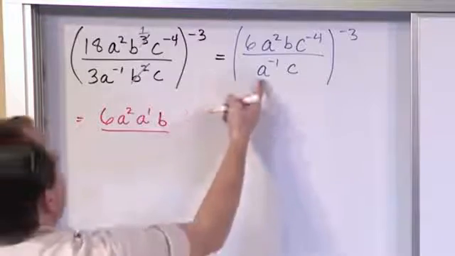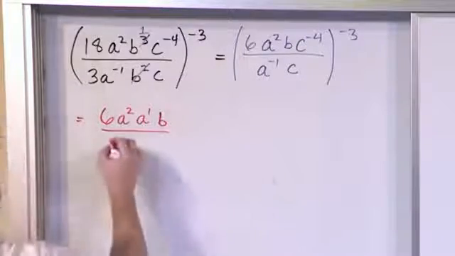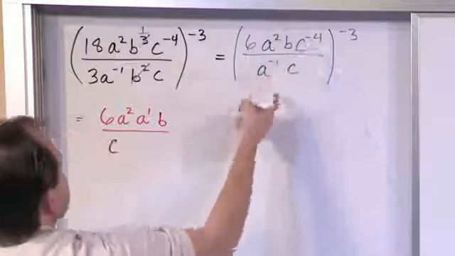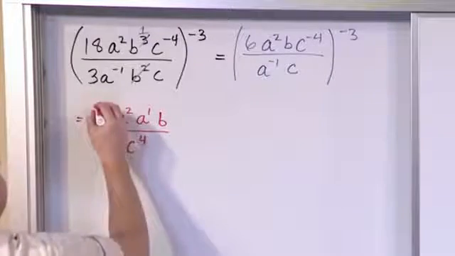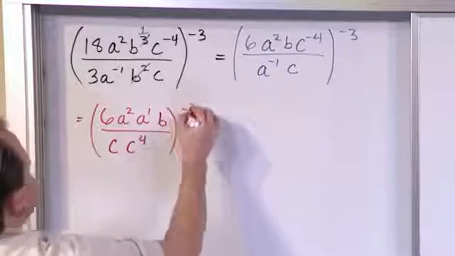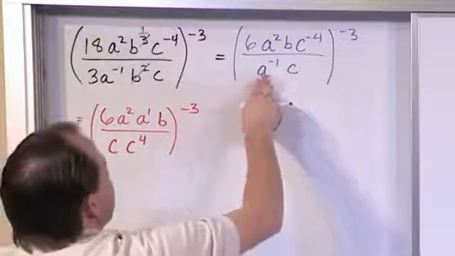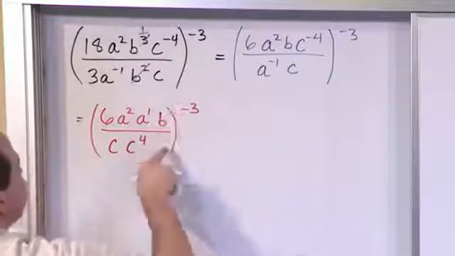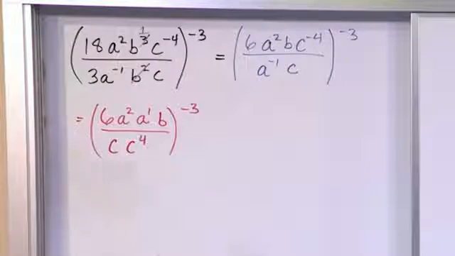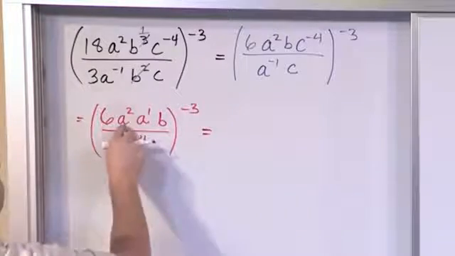And on the bottom, the a is gone, I moved it upstairs, so I have a c, and then I'm taking the c to the negative 4 and moving it downstairs. Make sure you understand what I did. I just take the a to the negative 1, make it positive, move it up, take the c to the negative 4, make it positive, and move down. And the reason I'm doing that is because it's easier for me to see what to do.